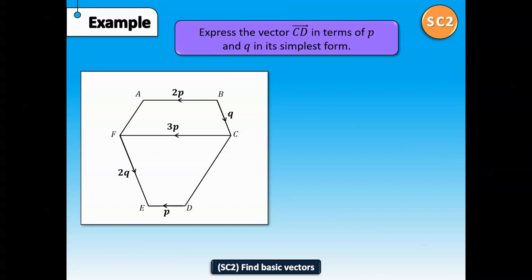This time I want to express the vector CD in terms of P and Q in its simplest form. So I want to find a path from C to D. So I have to go from C to F, then from F to E, then from E to D. Now again, because I'm going against the arrow on P, that will be minus P. So I can simplify that to 2P plus 2Q.